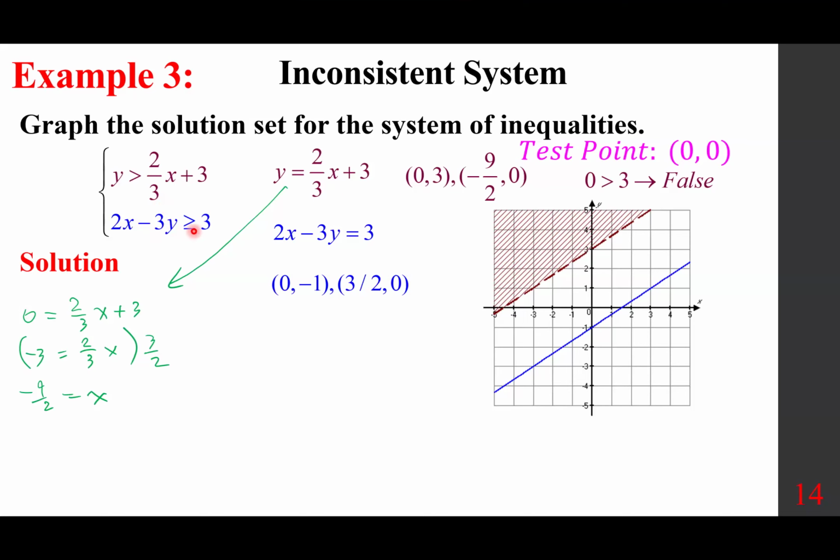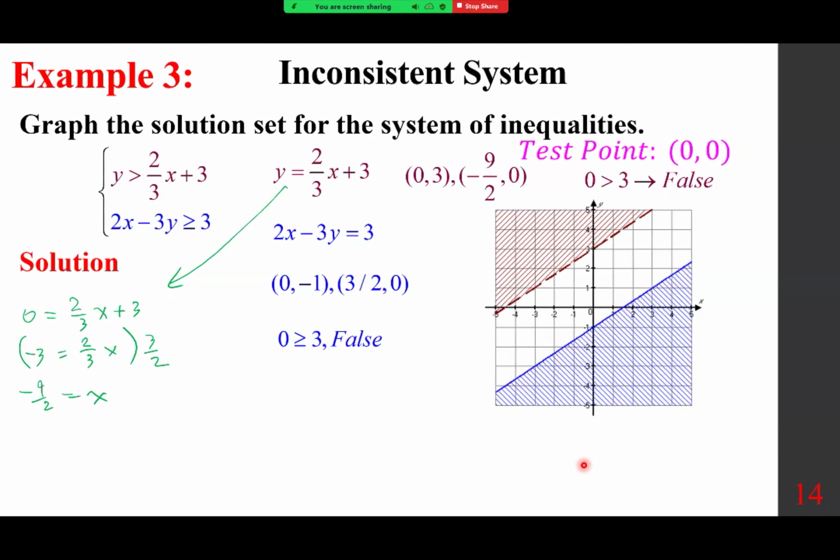Now let's go with the same test point. That's a good point because it's not on the graph. If I put 0 here, I get 2 times 0 minus 3 times 0, 0 greater than or equal to 3. It is also a false statement. So this side is not a solution. This side is a solution. So what is the solution for the system? Nothing comes together. So there is no solution.